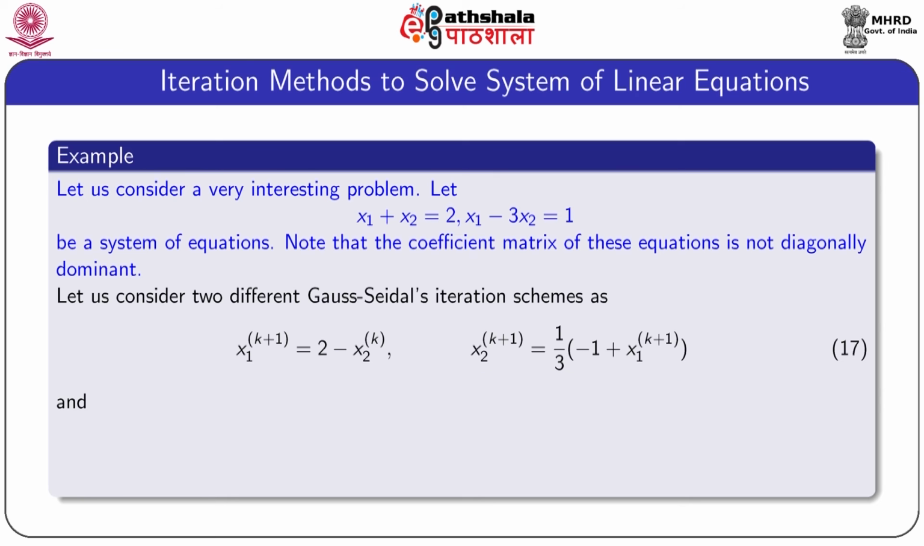This iteration scheme is denoted by equation number 7, and we consider another iteration scheme. The value of x1 for the (k+1)th iteration is obtained from the second equation, and which is equal to 1 + 3x2k, and the value of x2 is taken from the first equation, and that one is x2(k+1) equal to 2 - x1(k+1).